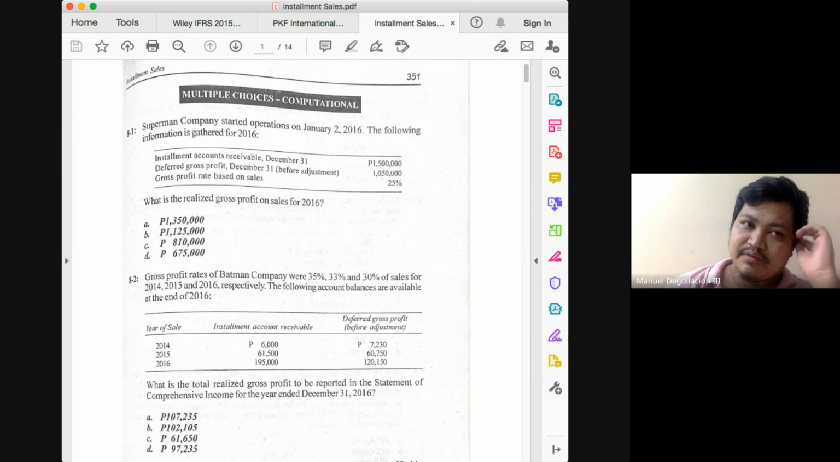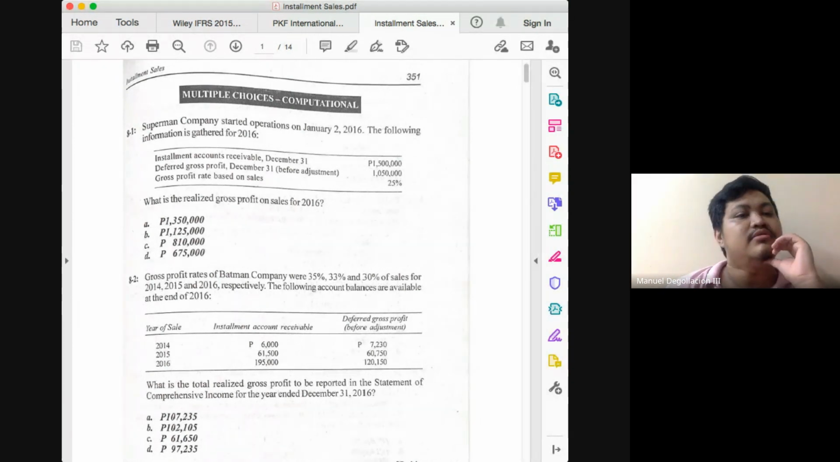Going back, an alternative solution for 8-1 would be to compute for your collections. Because as mentioned before, your realized gross profit is simply the markup on your collections. To solve for your realized gross profit, you only need your collections and your gross profit rate. Okay, and one way for you to determine your collections here is by determining how much was your installment sales for the year. Because since this is the first year of operations, your installment sales for the year would basically be just your initial source of installment receivable.